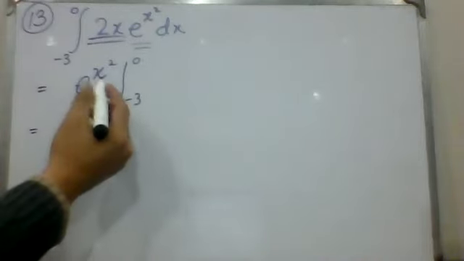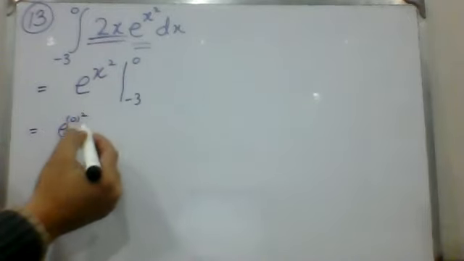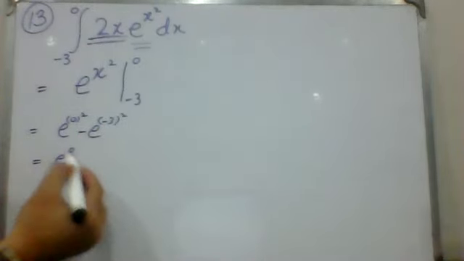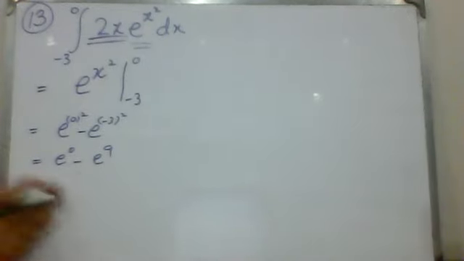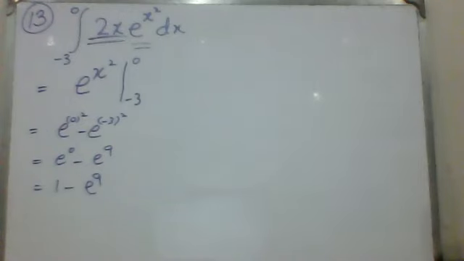Now in the place of x we put 0 first, e power 0 square, then we put -3 square. So e power 0 minus e power 9. So e power 0 is 1, that is 1 minus e power 9. So that is your answer when you calculate. Simple problem. That is not the product rule, sorry, it is the by parts rule, the one you were talking about. So that's the simple problem.